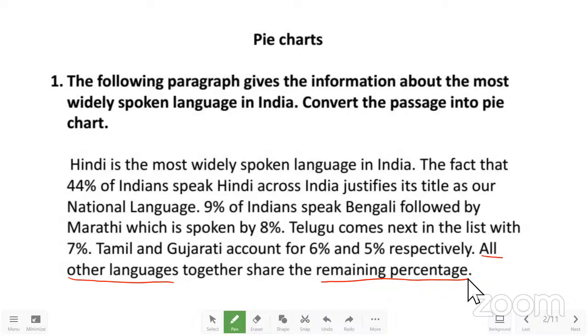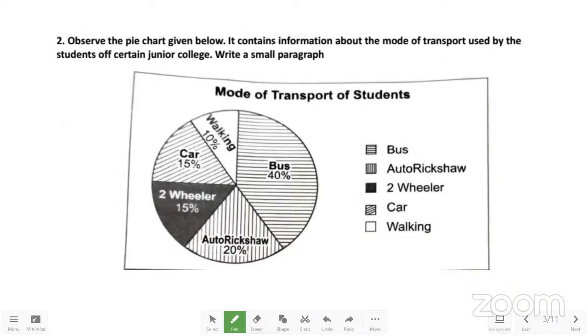Usually it is for 100. But there are times when it can be 200 or 500. So when you calculated this, it came to 79. So it means that all other languages have the remaining percentage, that is 21. And always it goes in a clockwork manner. So please, when you draw the pie chart, color them neatly and also present the key beside it. It gives a good impression.